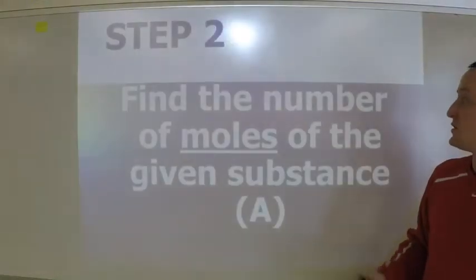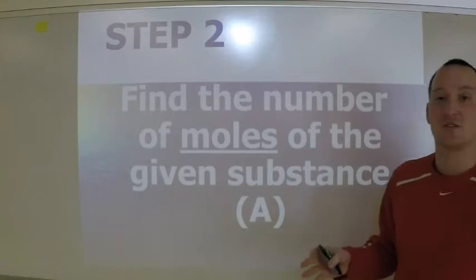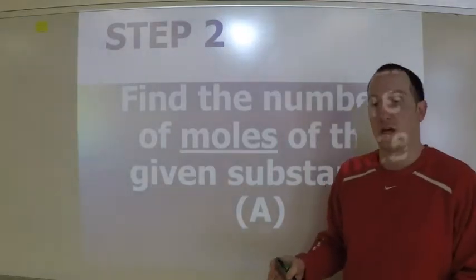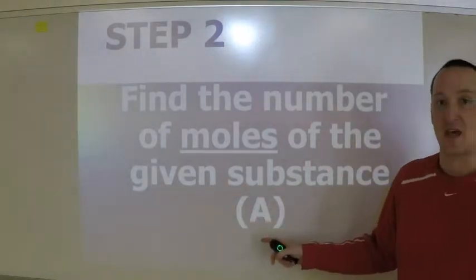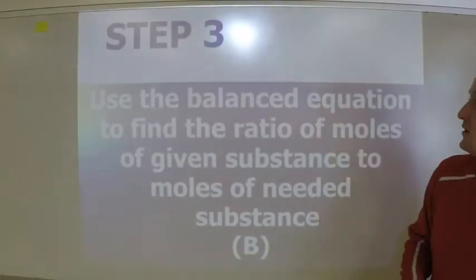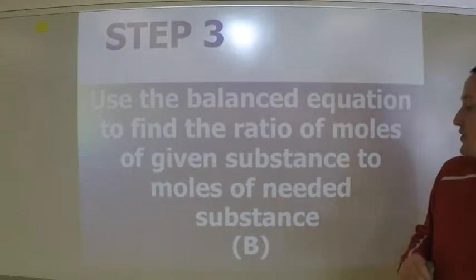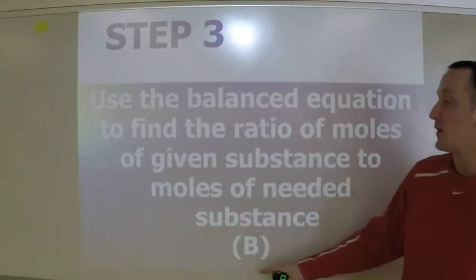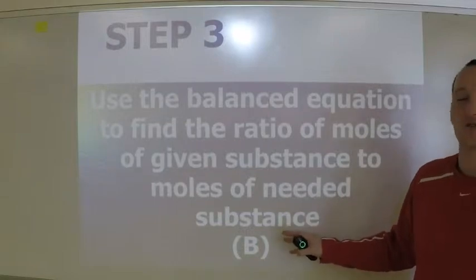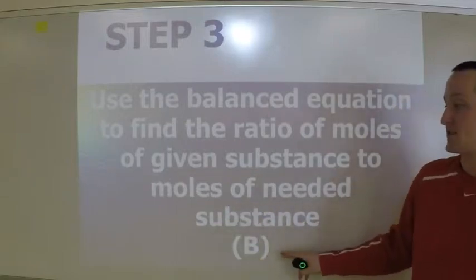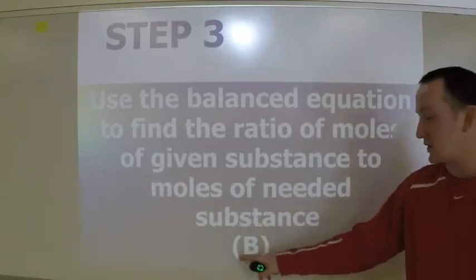The next step is you need to find the number of moles of your given substance, and we're going to label that substance A. Then we need to use the balanced equation to find the ratio of moles of the given substance to the moles of the needed substance. The needed substance we label as substance B.